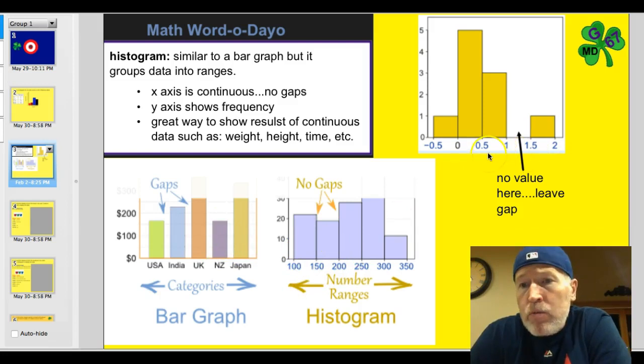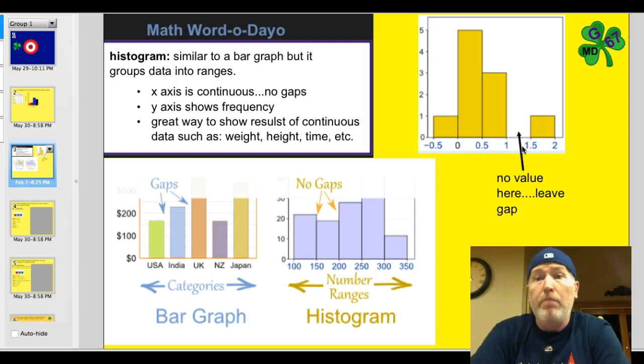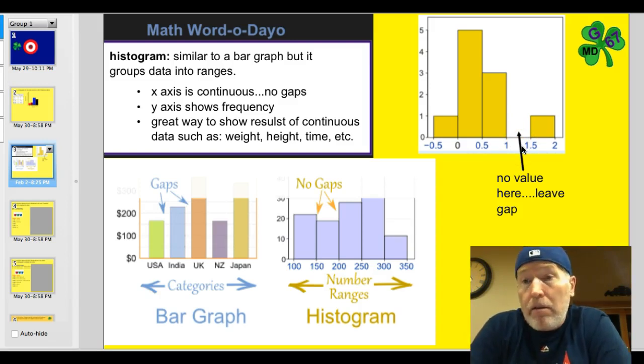All right, now take a look at this one over here. We have minus 0.5 all the way to 2. And we have these little ranges of about a half. Negative 0.5 to 0, 0 to 0.5, and so on. So our interval is 0.5. But take a look here. There is absolutely no value between 1 and 1.5. And that's okay. You can't make the data up. Don't fill it in. There's 0 value there. It happened 0 times. The frequency was 0.